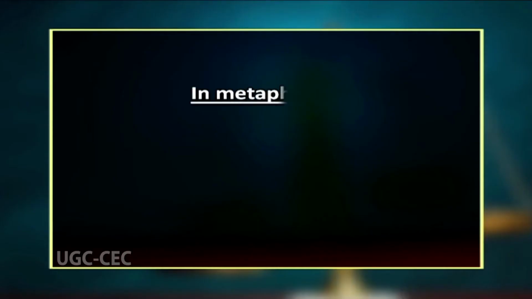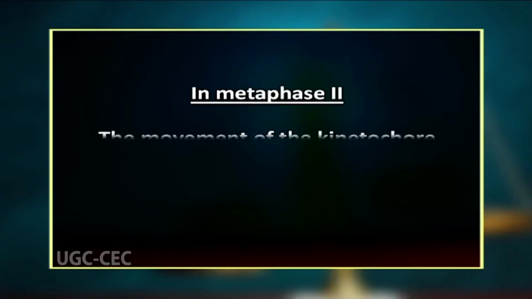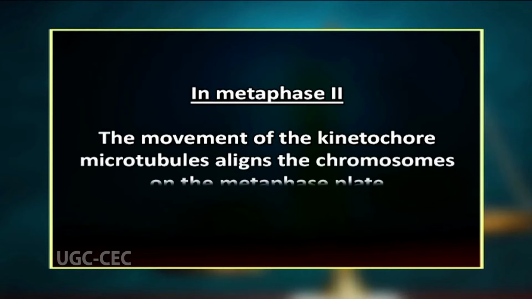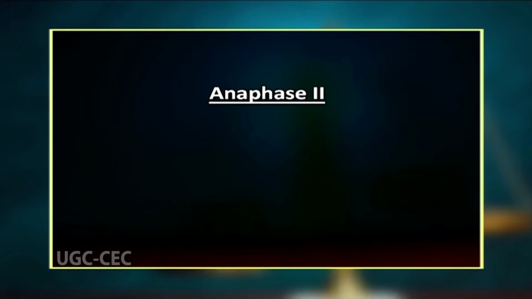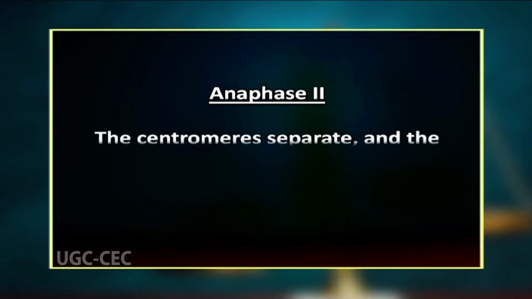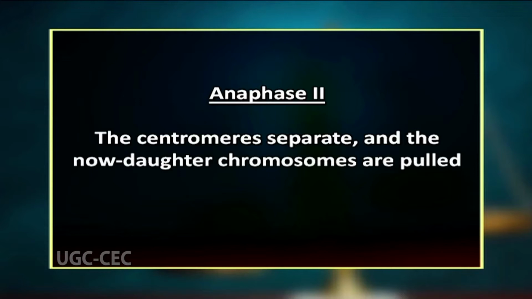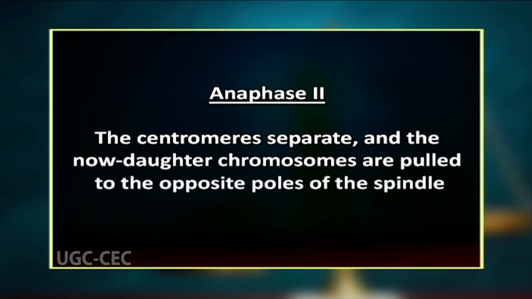Kinetochore microtubules from the opposite poles attach to the kinetochores of each chromosome. In metaphase second, the movement of the kinetochore microtubules aligns the chromosomes on the metaphase plate. During anaphase second, the centromere separates and the daughter chromosomes are pulled to opposite poles of the spindle. One sister chromatid of each pair goes to one pole and the other goes to the opposite pole. The separated chromatids are now considered chromosomes in their own right.